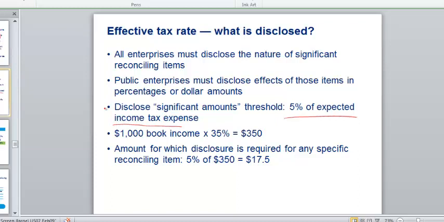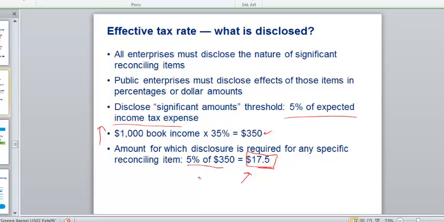If you have $1 million of income, you'd expect a $350,000 provision. Or in this example, if you had $1,000 of income, you'd expect $350. So 5% of $350 is $17,500. So if you have something that has a tax effect of more than $17,500, you show it on a separate line. That's the rule. So if you're Microsoft and this number is gigantic, you're not going to have a lot of items that pass that threshold.